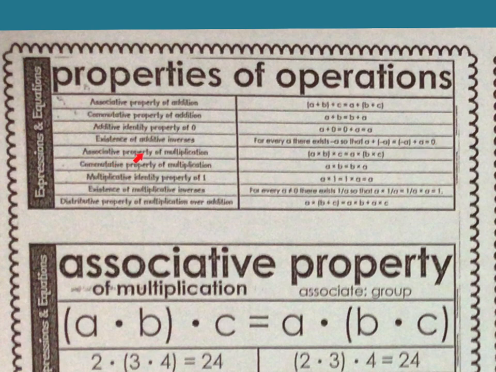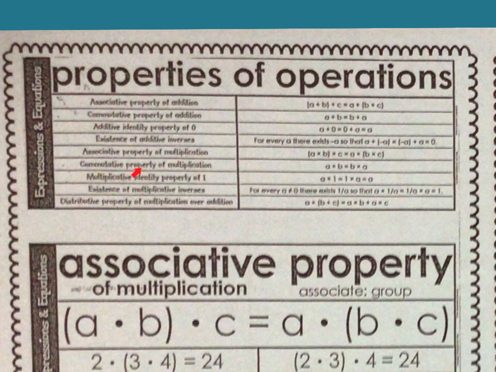We have the associative property of multiplication. Well, remember, we had the associative property of addition up here. We have it for multiplication too, and it's the same thing except it involves multiplication. So that association, that grouping takes place, and you can group things in different ways, but it doesn't change the value. It just changes the grouping.